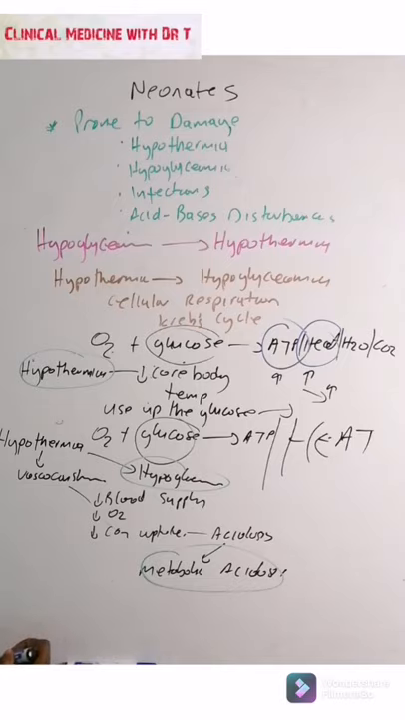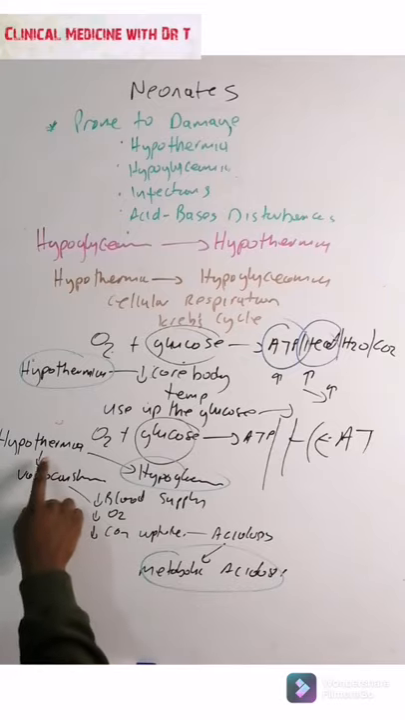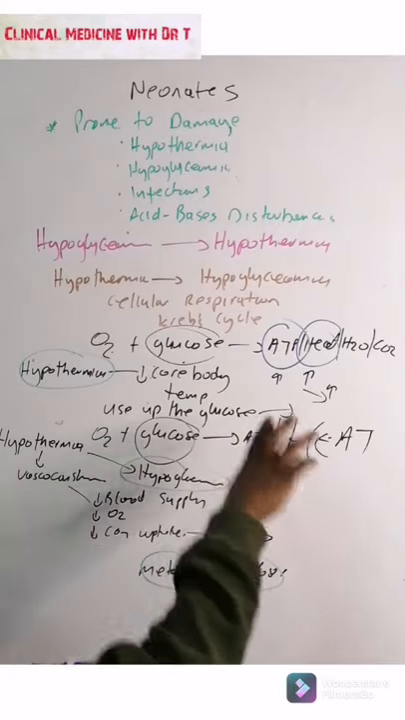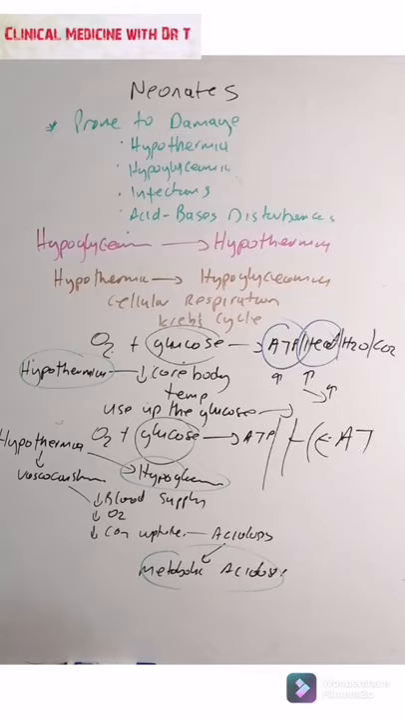One other thing that will happen is that hypothermia alone denatures the enzymes. Remember, enzymes are proteins, and proteins denature when they're exposed to extreme temperatures. They also denature when they're exposed to extreme acid-base disturbances, to their temperature, their pH. So now it means the enzymes that are meant to drive these reactions are going to be shut down. You are going to have issues.